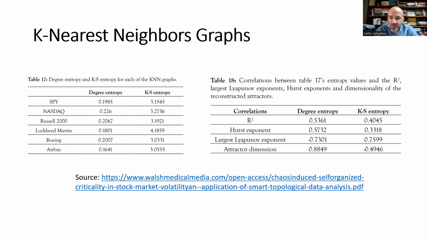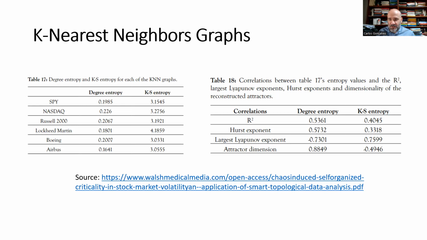And what we find here is an interesting point. First of all, the degree entropy is the more relevant entropy here in terms of relation with the attractors' features. Regarding the correlation with R squared, we find that the higher the degree entropy, the higher tends to be the R squared, with a correlation of 0.5361.